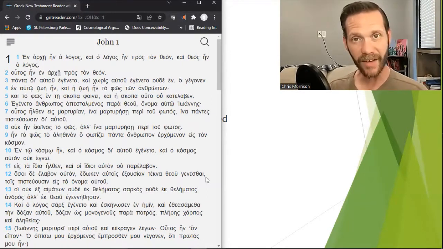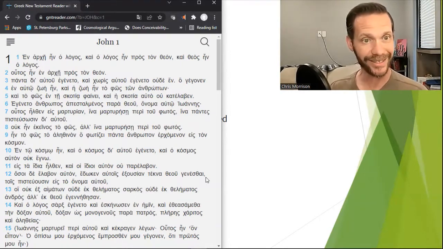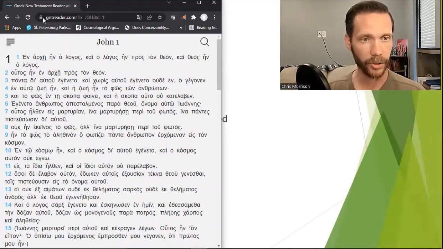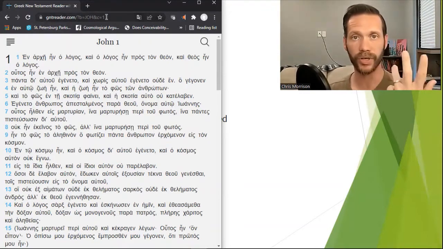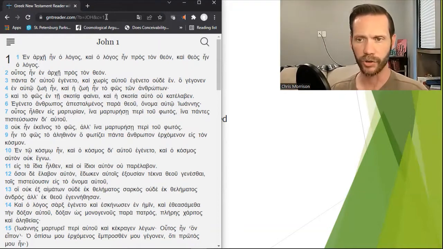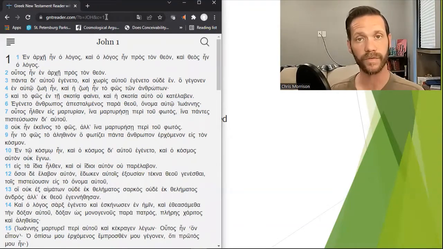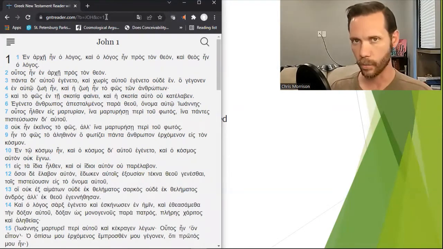All right, so the site that I have pulled up here for you is GNT, of course, stands for Greek New Testament, GNTreader.com. You can see it right there. This is not the only site that will do this. I've shown you one before, blueletterbible.com, but this one is particularly useful. We want to parse words. That is, we want to find out what kind of word it is.